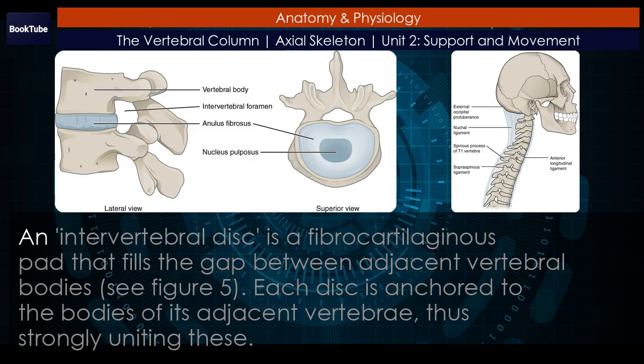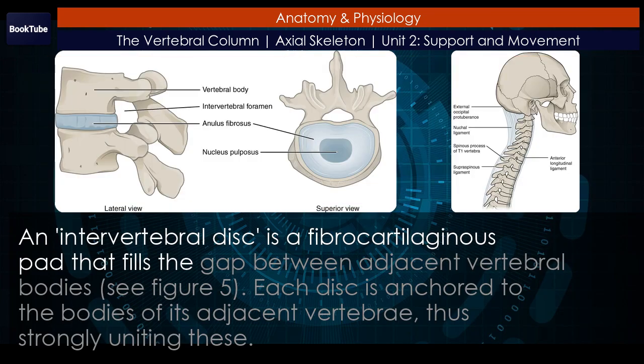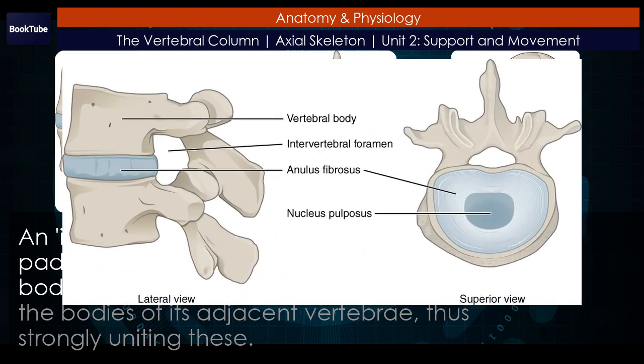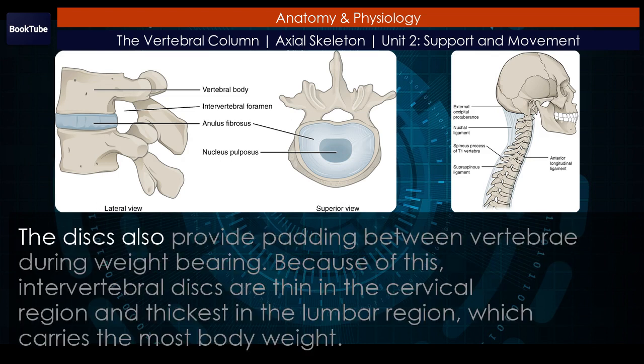Intervertebral disc. An intervertebral disc is a fibrocartilaginous pad that fills the gap between adjacent vertebral bodies. See Figure 5. Each disc is anchored to the bodies of its adjacent vertebrae, thus strongly uniting these. The discs also provide padding between vertebrae during weight-bearing.